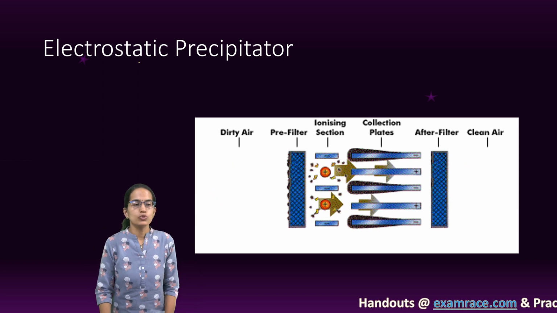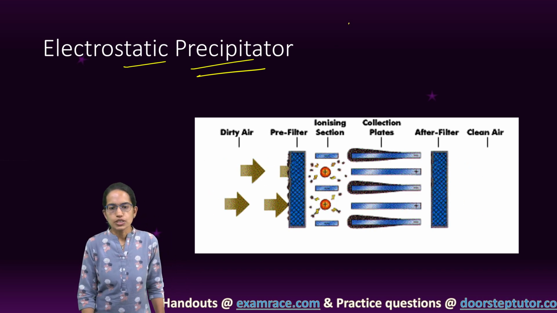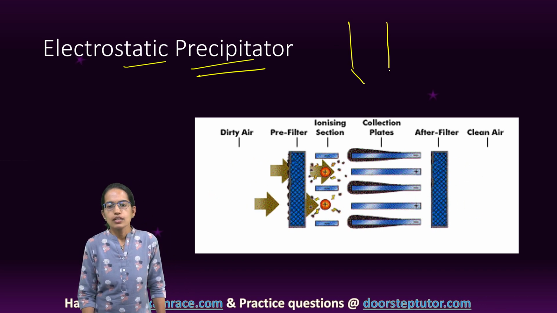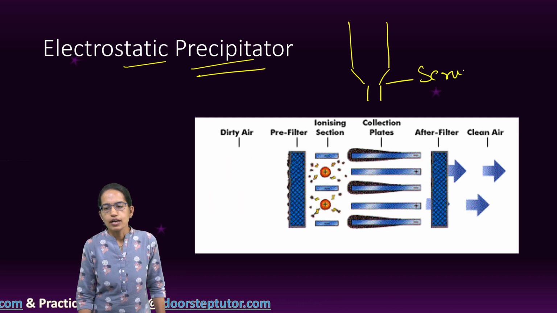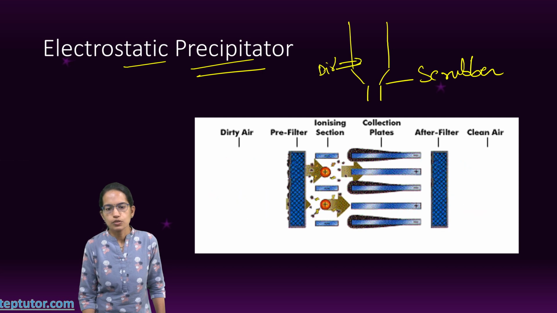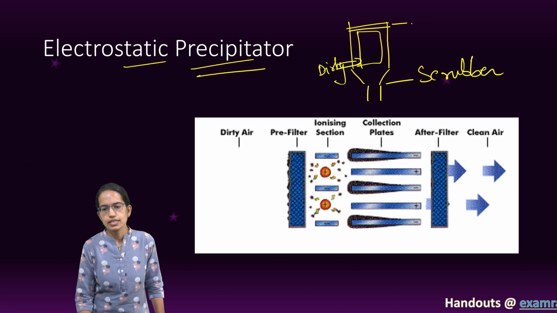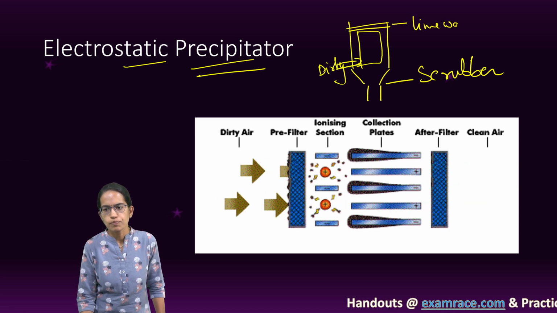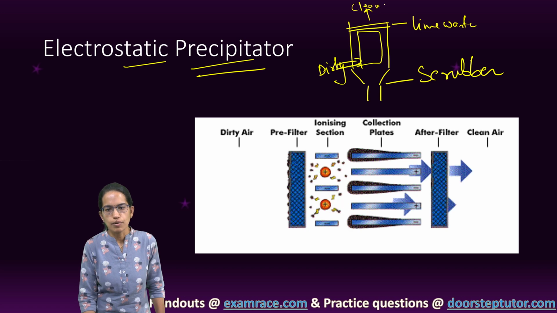So what are used here are electrostatic precipitators. Now, electrostatic precipitators are the concept where you have the scrubber, and along with the scrubber there is an inlet for the dirty air to go in. Now this dirty air is purified here, and then there is a layer of lime or water, and finally there is room for clean air to come out.